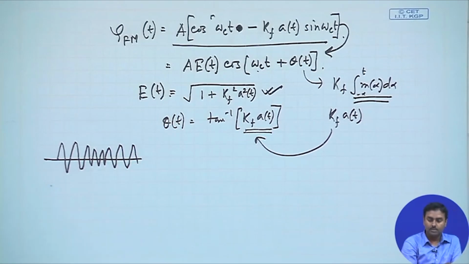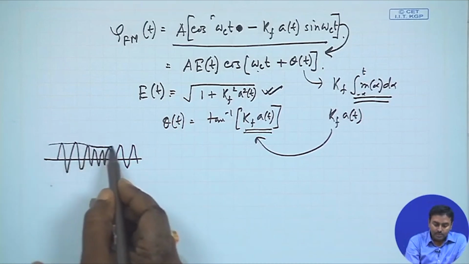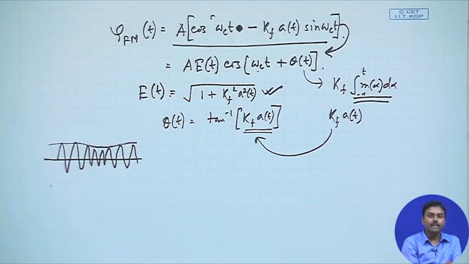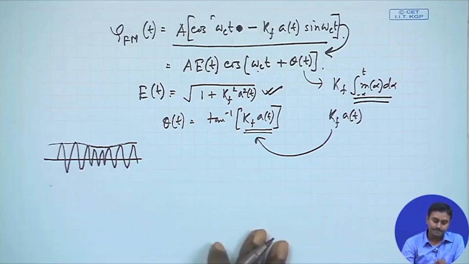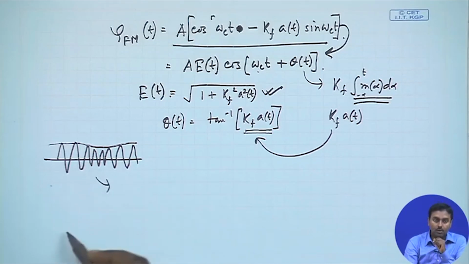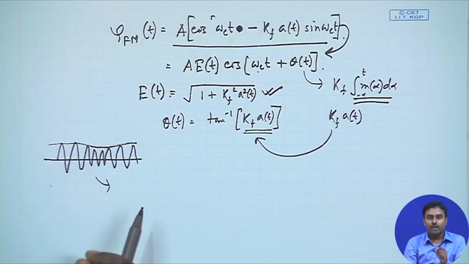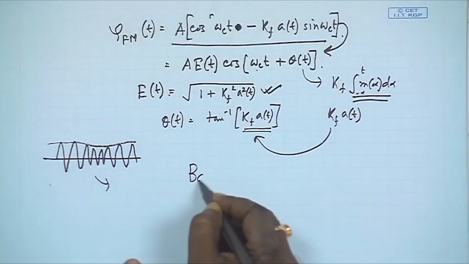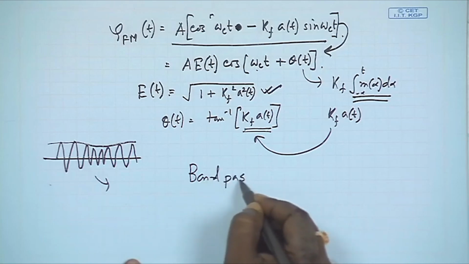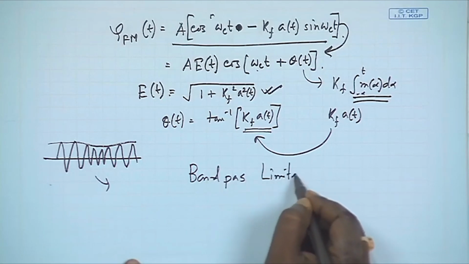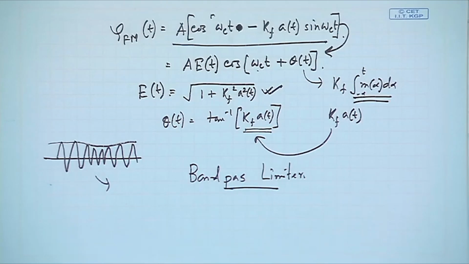Something like that. Okay. Suppose it looks like this. There is a slight amplitude variation which should be generally constant. That should have happened, but that is not happening, let us say. If this is the case, what I can do is pass it through a special circuit which is called a band pass limiter. What is this? This is first a hard limiter followed by a band pass filter.